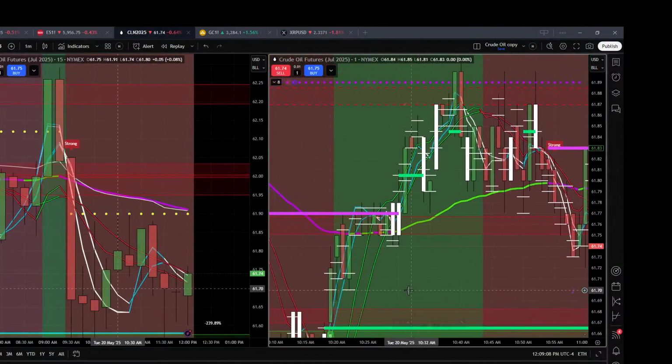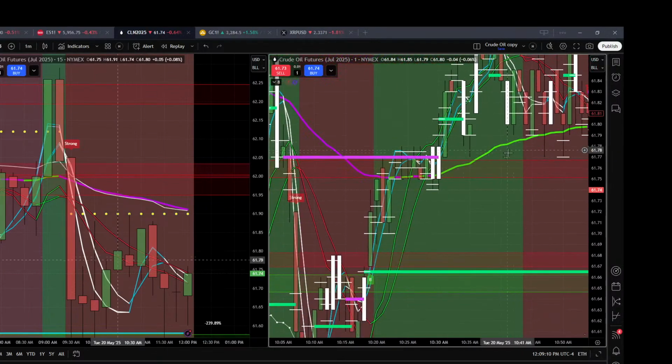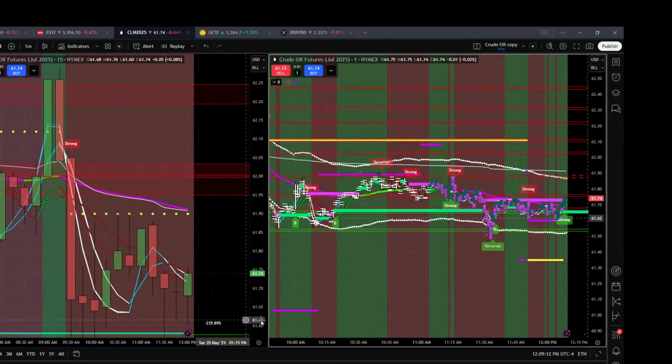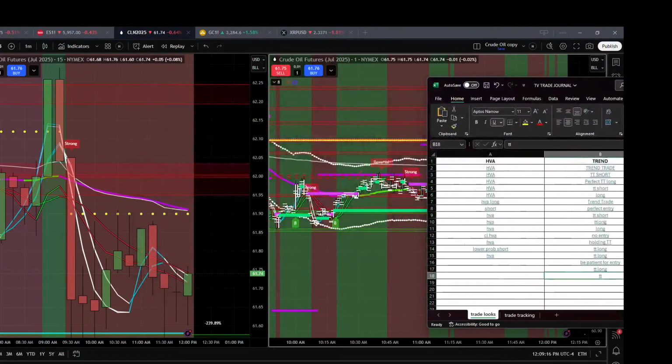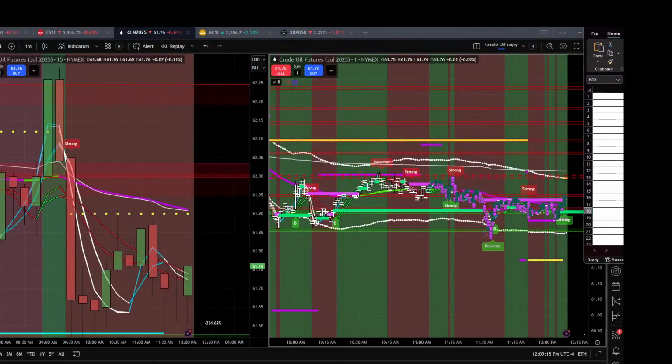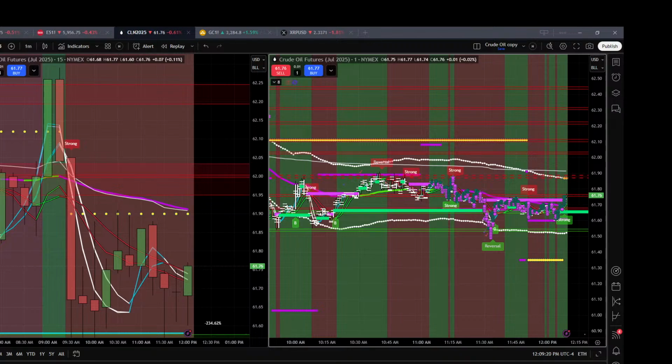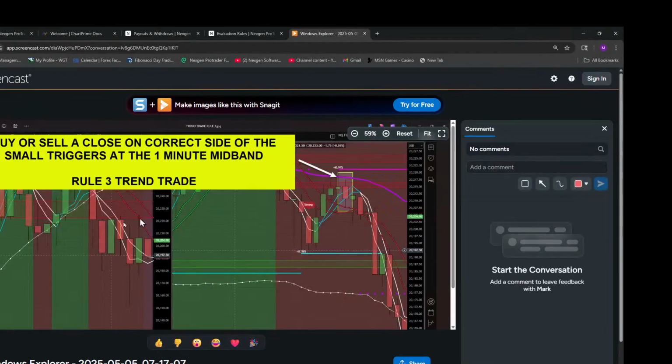This is crude oil. It's hard to find trend trades in a market that hasn't been trending. So let's do this. Let's look at some trend trades. Have you gone through these files yet in here, Jerry?